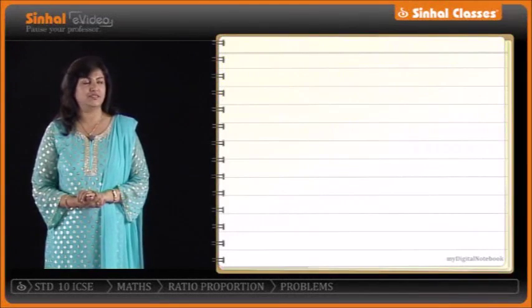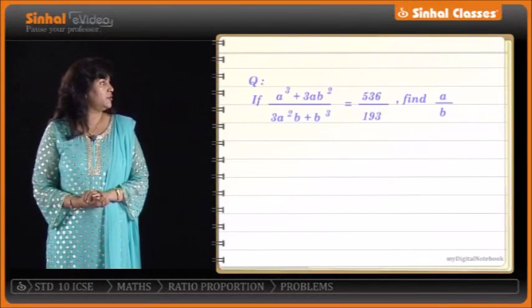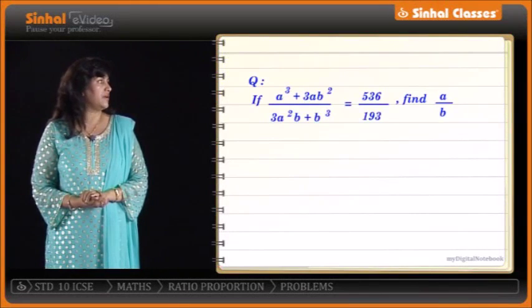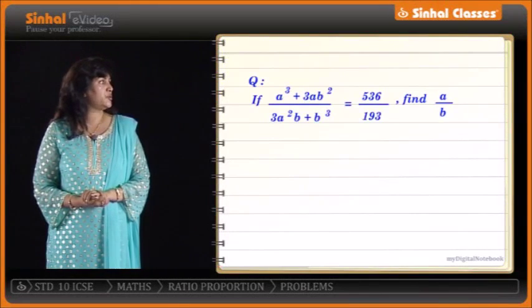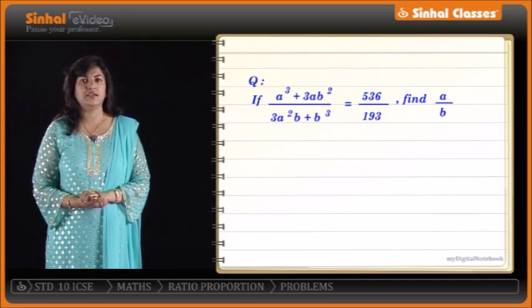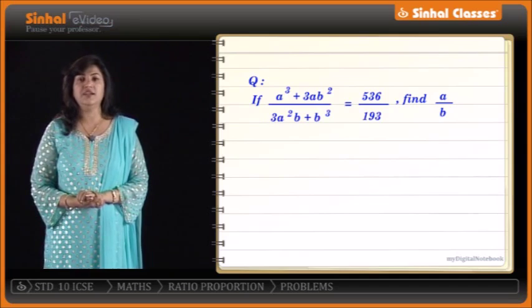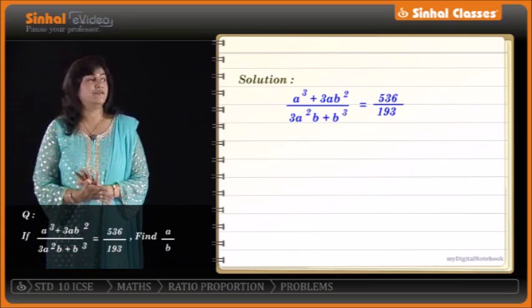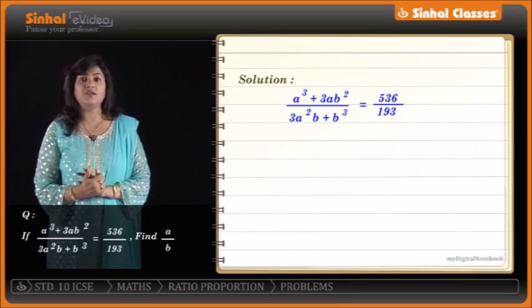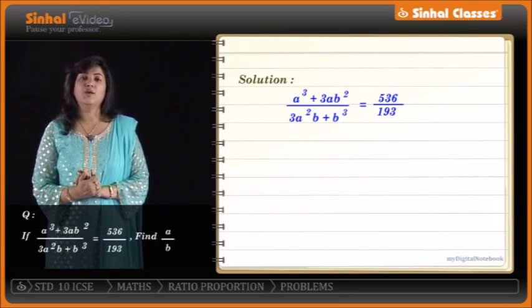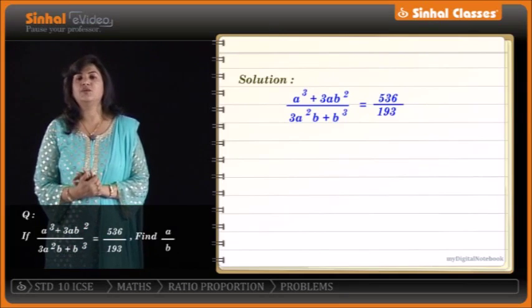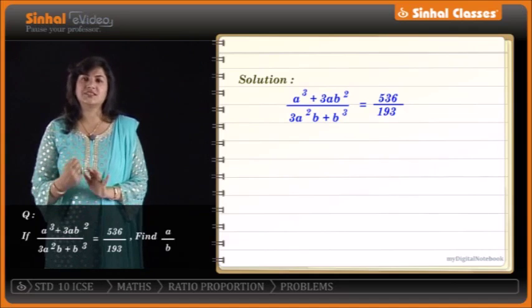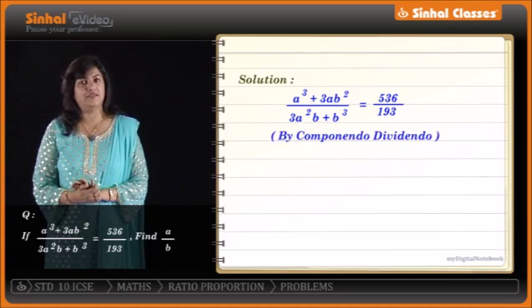Now to the next question. If a cube plus 3ab square upon 3a square b plus b cube is equal to 536 upon 193, find a upon b. Now here we are given this and we want to find a upon b. What comes to your mind? What can we do here? Whenever nothing comes to your mind, just apply componendo dividendo.